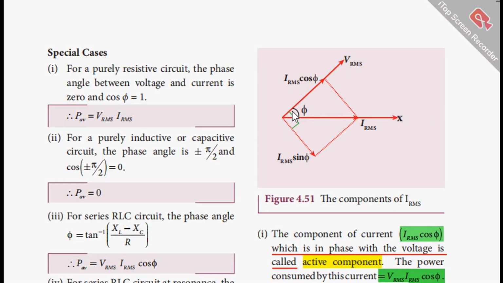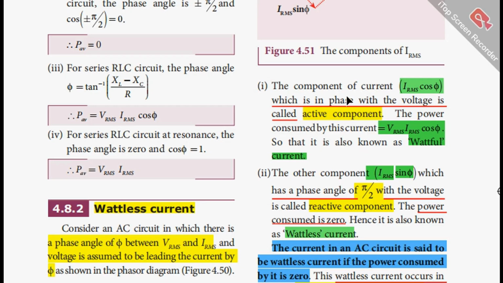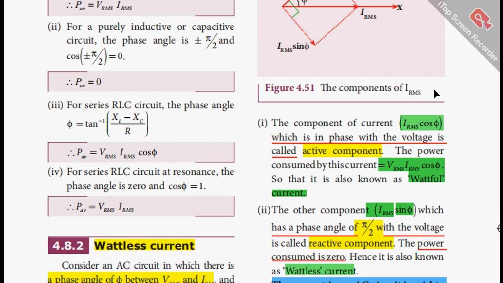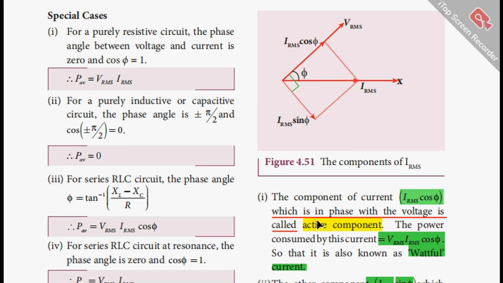One is along this direction, that is IRMS cos phi, and the other component is IRMS sin phi, which are perpendicular to each other. And this component of current, that is IRMS cos phi, which is in phase with the voltage, is called the active component.